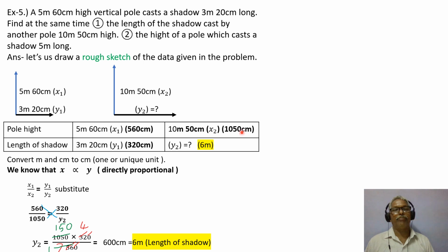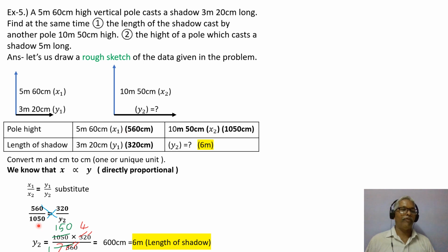Now this is a very simple problem. We know that x is directly proportional to y, x varies as y. So we use the famous formula x1 upon x2 equal to y1 upon y2, and substitute all the values of x and y. While writing this, don't make a mistake. Then the problem is very simple.